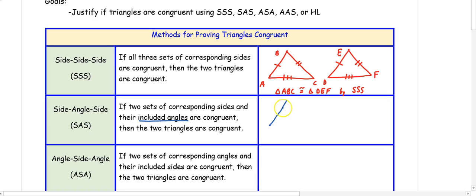So for example, if we have two triangles again, so I have triangle ABC again, and DEF, we might say that AB is congruent to DE, AC is congruent to DF, and then A and D are congruent angles. So notice that the angle is touching both of those sides. So we would have triangle ABC is congruent to triangle DEF by side, angle, side.